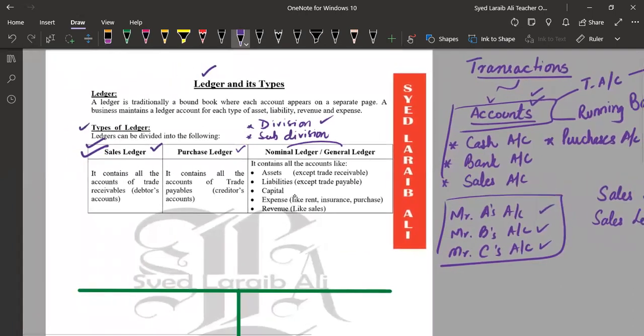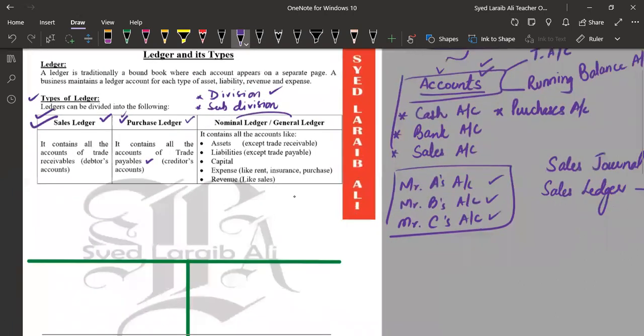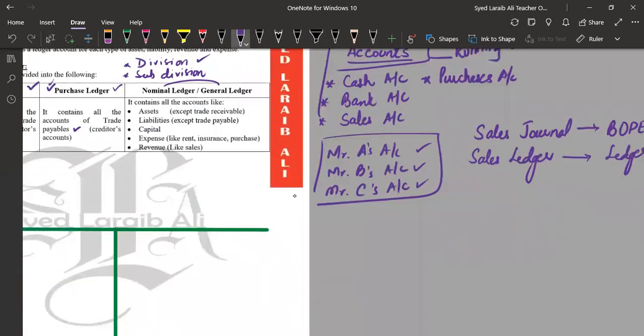The second we have is purchase ledger. A purchase ledger contains all the accounts of trade payables. Likewise, the business sells goods on credit. The same way, the business purchases goods on credit as well. And when a business purchases goods from its suppliers, those suppliers are known as trade payables or credit suppliers.